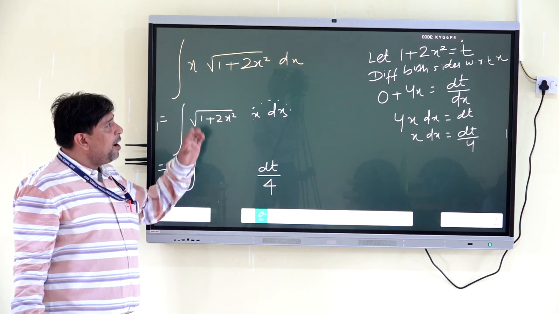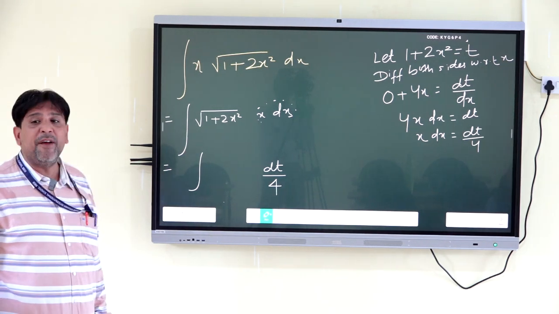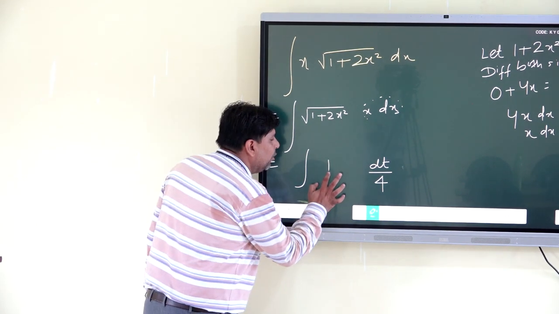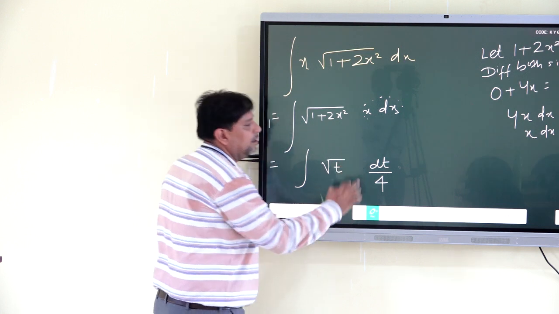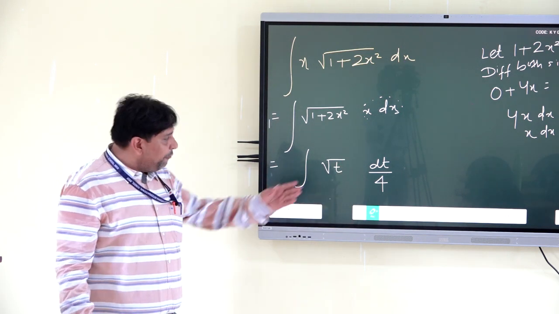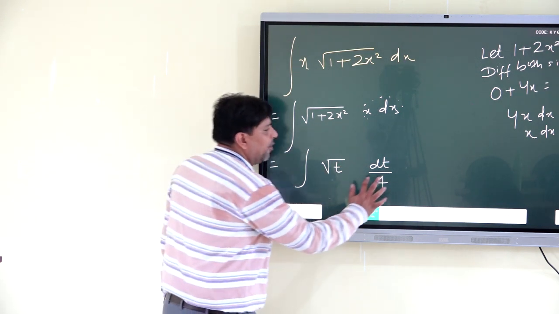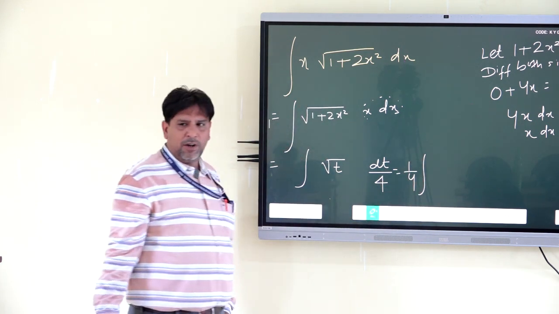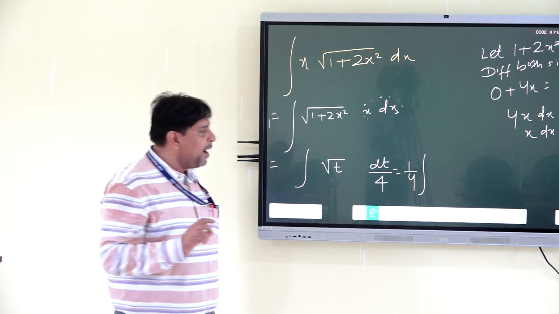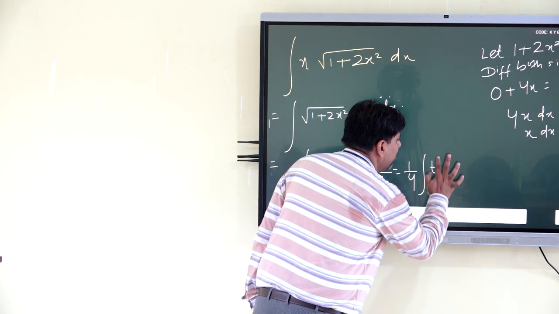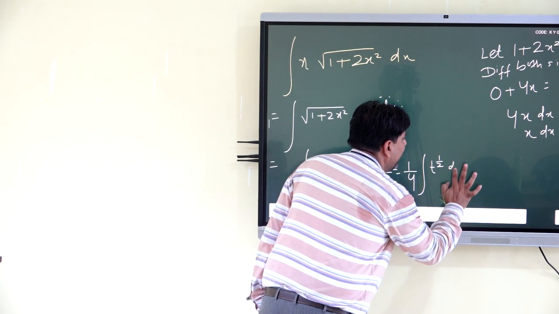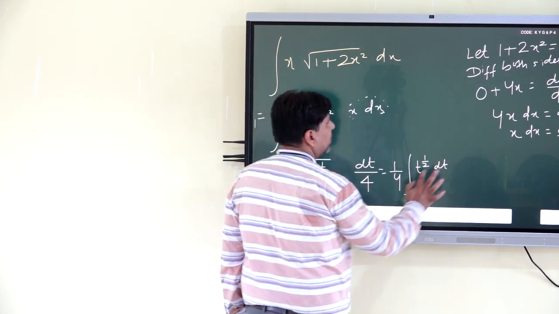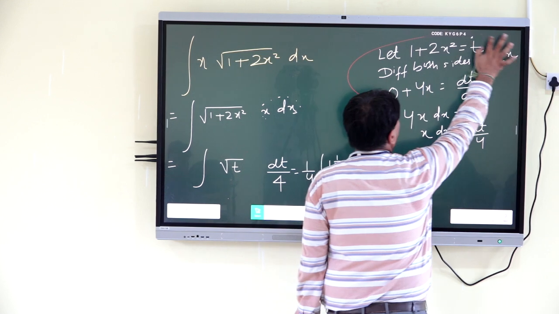then root over of 1 plus 2x square. But 1 plus 2x square, what have I taken? t. So here I write root over of t. Then 4 is a constant and will go outside. So I get 1 by 4 integration of root t dt. Root t means t to the power half, into dt. So what will be my answer?